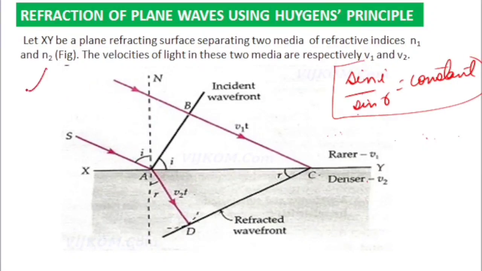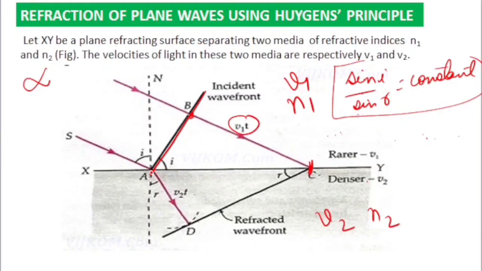Again you consider sources at infinity, and parallel rays are coming. So this one is the incident plane wavefront. Now here refraction takes place, so the medium changes. In this medium suppose the velocity is V1 and in the second medium the velocity is V2. In the first medium the refractive index is N1, in the second medium the refractive index is N2. Now when the disturbance from point B reaches C after some time t, it covers distance V1t. At the same time the disturbance from A, according to Huygens principle, reaches point D, covering distance V2t. V2 is less than V1. V2 is the velocity in the denser medium, V1 is the velocity in the rarer medium.